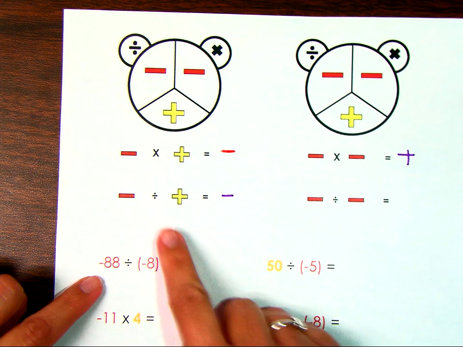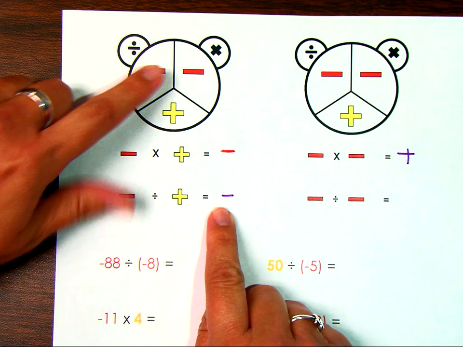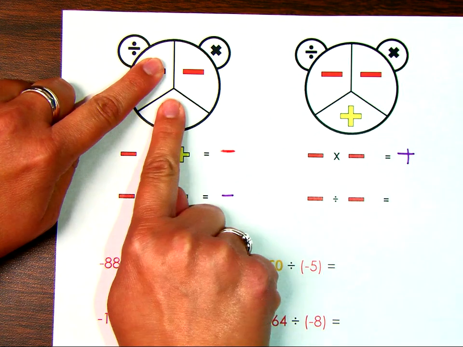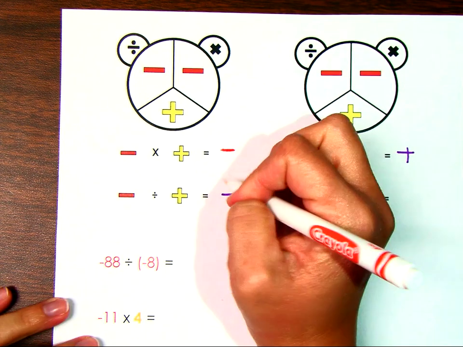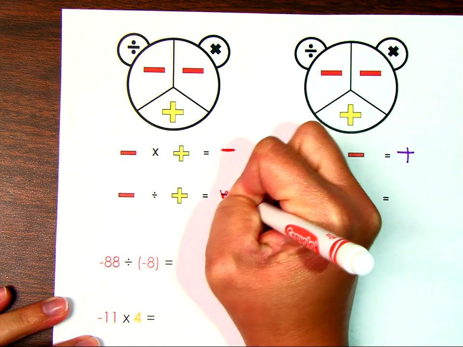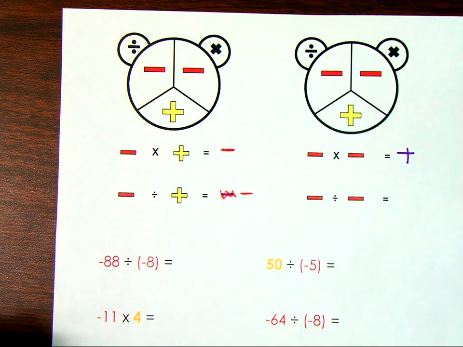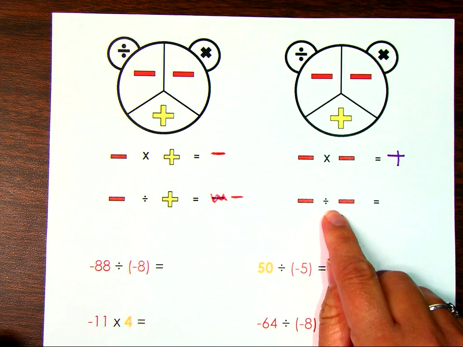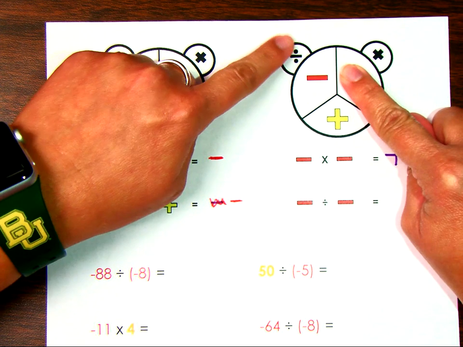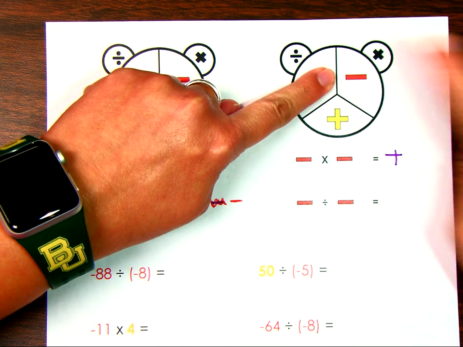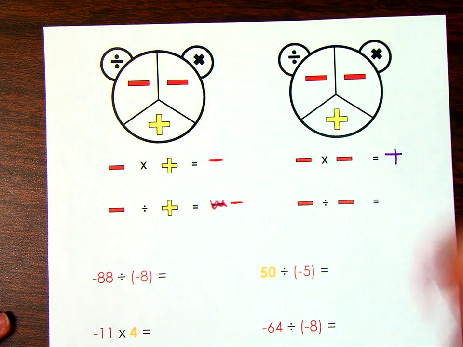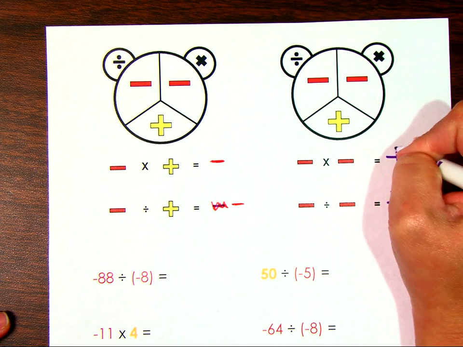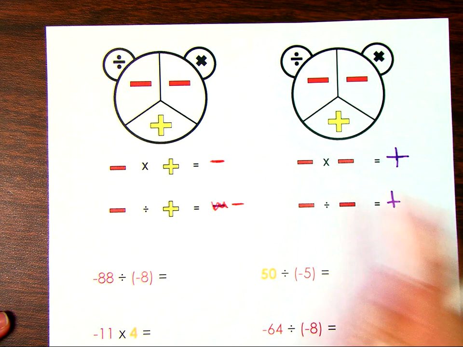Oh, let me go back over here. I think it did a different color. Negative divided by a positive is negative. I'm going to keep that with my red, so my colors are correct. Now, back over here, I have a negative divided by a negative, and that is also going to give me a positive. So if you guys understand how to use this tool, this strategy will help you guys out.